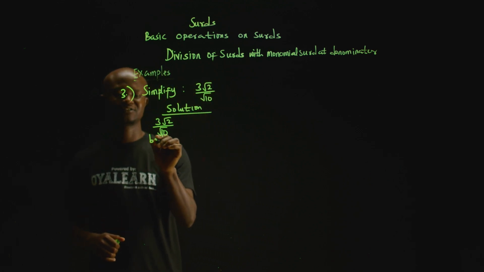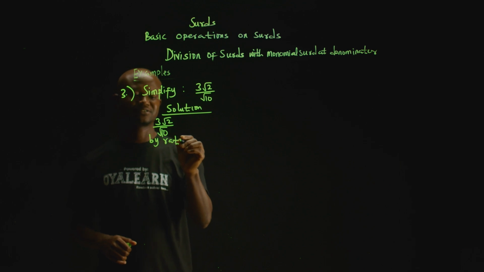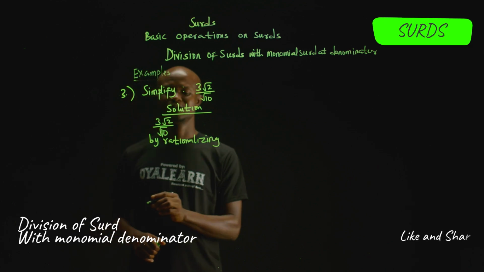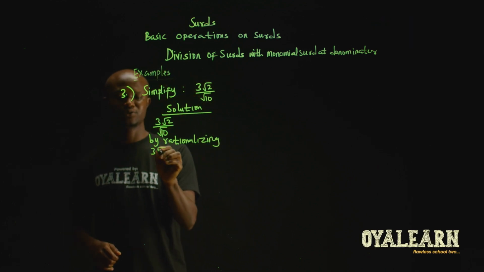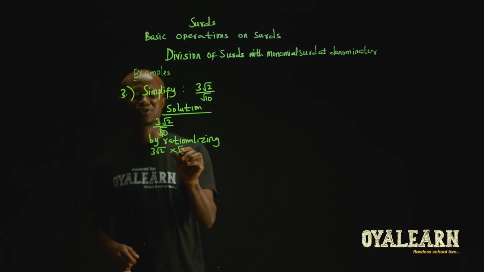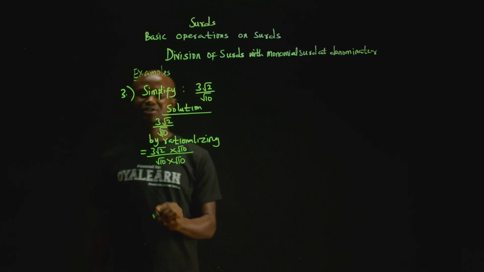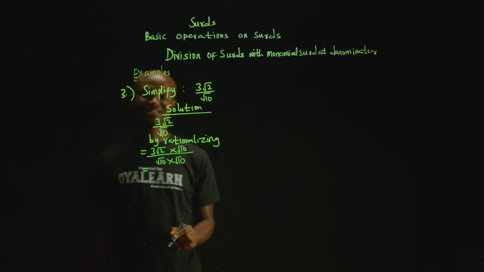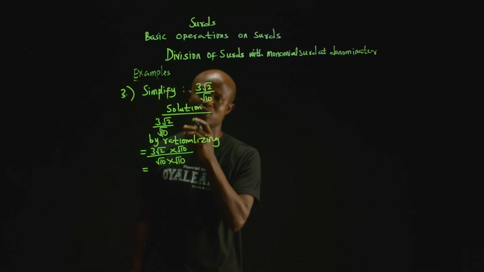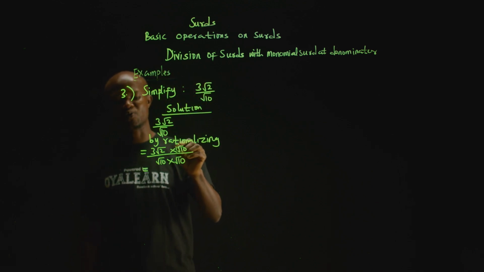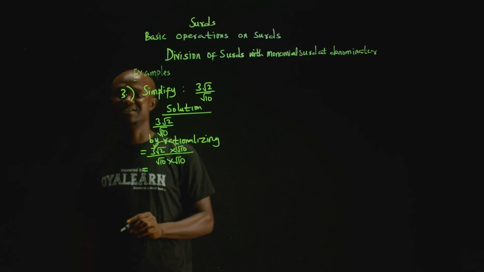So by rationalizing, then we have 3 root 2 times root 10 divided by root 10 times root 10. So in this case, what are we having? Do not forget that what you have inside the square root multiplies what you have inside the square root. Take note of that. Because the coefficient of this root 10 here is like 1, so 3 we only multiply 1, or 1 we only multiply 3.